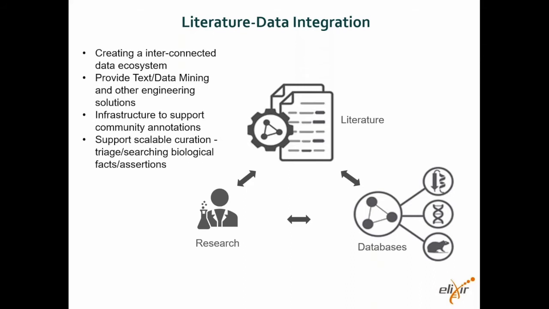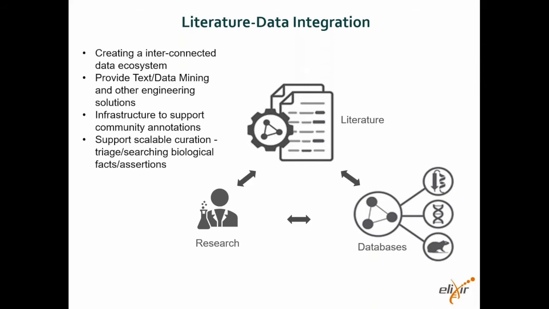That is one layer. The other layer is to add additional information extracted from literature, mainly by text and data mining, and you need an infrastructure to support all this work. So this task would also involve establishing the infrastructure that would ultimately support searching and triaging of relevant information for scientists and curators alike.